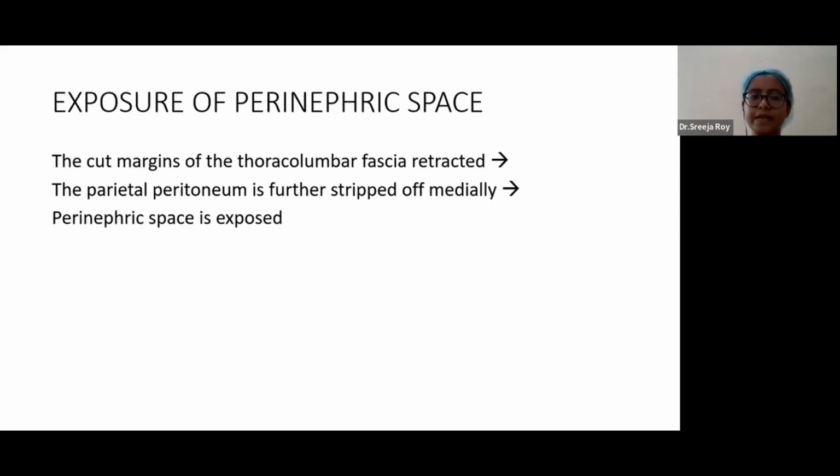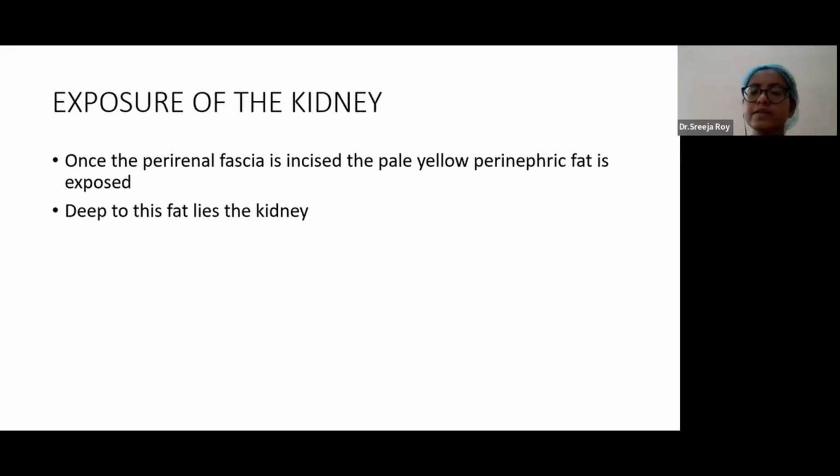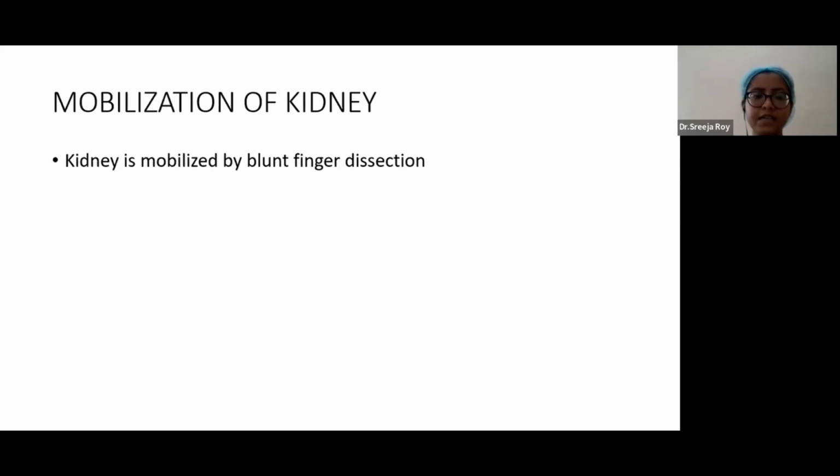Then we expose the perinephric space. The cut margins of the thoracolumbar fascia are retracted. The parietal peritoneum is further stripped off medially. This exposes the perinephric space. The perirenal fascia, that is the fascia of Gerota, is lifted at the renal angle with 2 pairs of hemostatic forceps and incised with a knife in between. The incision is then extended with scissors. Once the perirenal fascia is incised, the pale yellow perinephric fat is exposed. Deep to this fat lies the kidney.